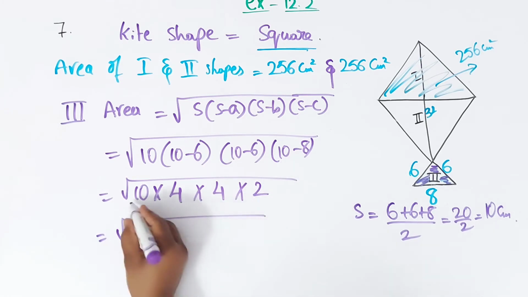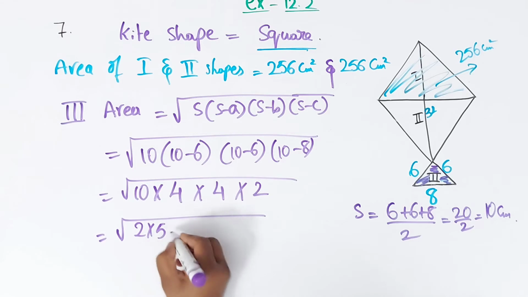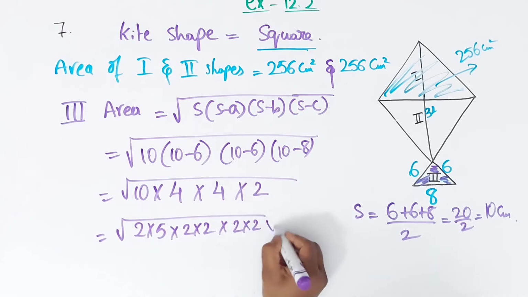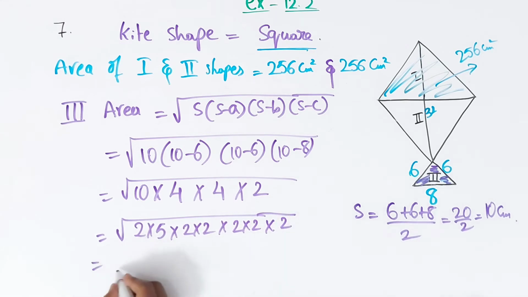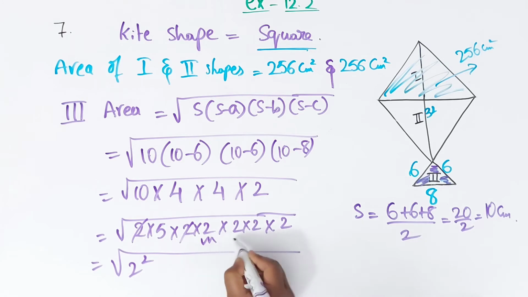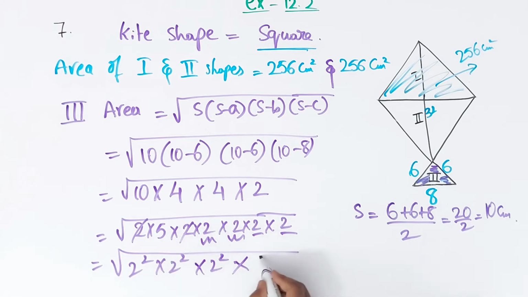Right? Root of 10, I am writing as 2 into 5. This one 2 into 2. Here 2 into 2. And here 2. Correct? This equals root of, see, 2 square, and here one more 2 square, and here one more 2 square, children, and 5 also there.